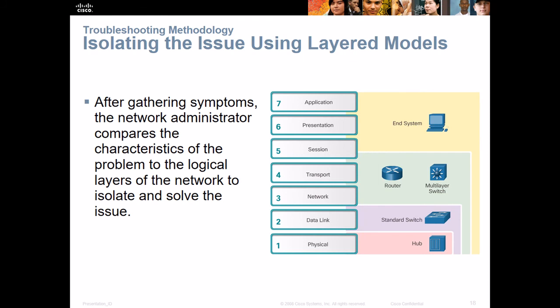All right, so isolating the problem to a specific layer, you want to be able to say, is it a connection problem at the physical layer? Is it a switch problem? The switch might have an issue. Or is it a router with the IP addresses, the network that you are in? Or is it an application problem?